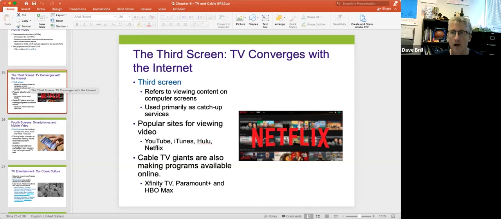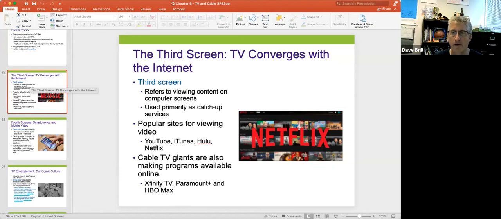For television, third screen viewing, computer viewing, is generally used as a catch-up service, meaning not catch-up as in the stuff you pour on a hamburger, but basically that you're likely watching television content on your computer. You're not generally watching it live. You more likely are watching on your smart TV, which would be, well, it's more fourth screen. So third screen is basically a catch-up service.